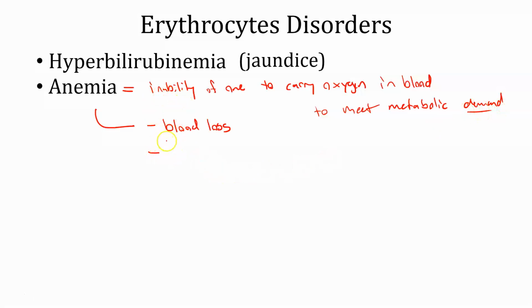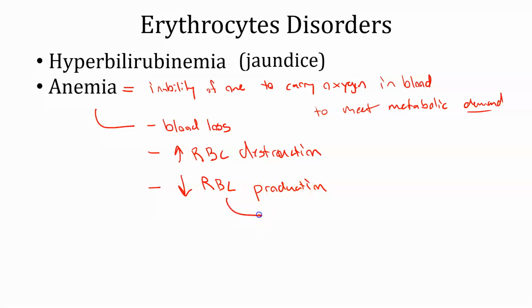Okay, there may be an increase in red blood cell destruction because of a certain virus or pathogen which is destroying the red blood cells, an example of this being sickle cell anemia, or another reason is a decrease in red blood cell production. This could be for a couple of reasons. One, iron deficiency.